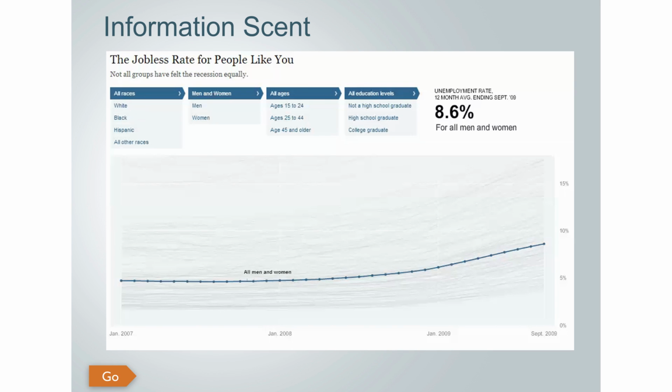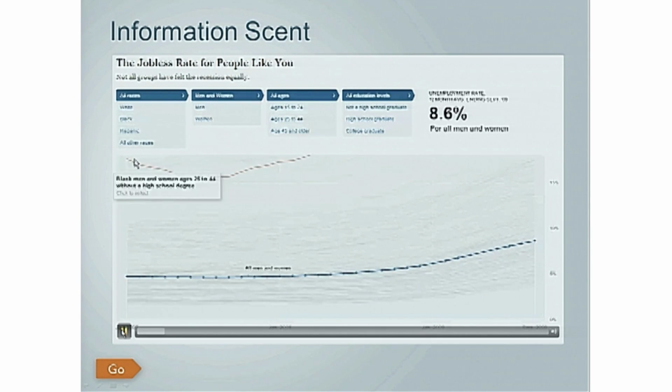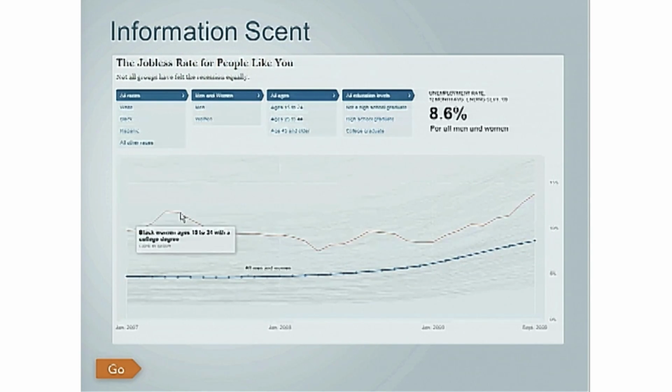So here's a particular example. This is an example about jobless rate. The dark blue line is a trend over time for all men and women in the United States, where you can see that there's been an increased jobless rate over time. But it may be hard to see, but there are a lot of faint gray lines in here. We call this information scent. What we're doing is giving people the hint that there's other parts of this data that you can look at. And you'll quickly discover that when you bring the mouse over and start rolling it around.